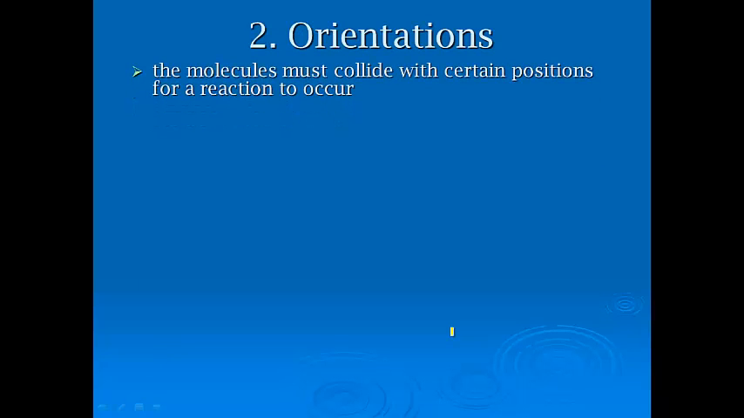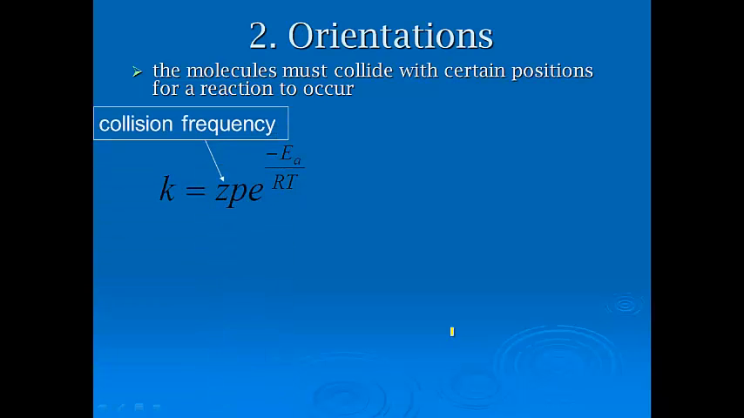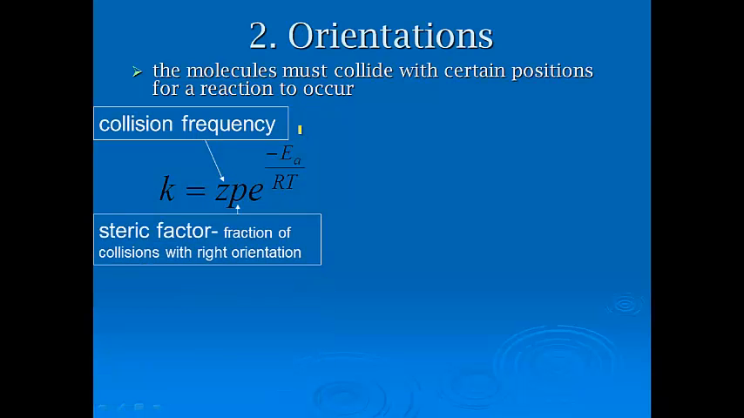Now, bear with this math. We're going to do some sample problems that hopefully will make this make more sense. I'm just going to throw that out there before I start talking about it. Molecules must collide with certain positions. Here comes the math. Z is what's called the collision frequency. You've got your k, your kinetic constant. And now just let me get to the proof, so to speak, here first.